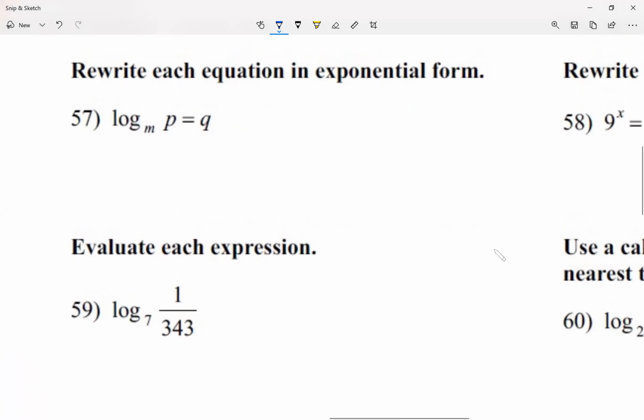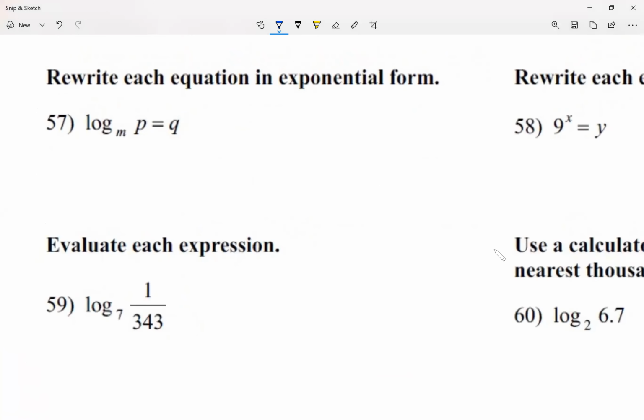So let's start with number 57, right? When we started with logarithms at the beginning of this unit, I mentioned that logarithms were the way we're going to solve when the variable, the letter, is the exponent. So here we have log base m of p is equal to q. And I need you to rewrite the equation in exponential form.